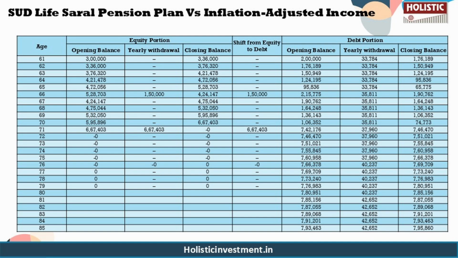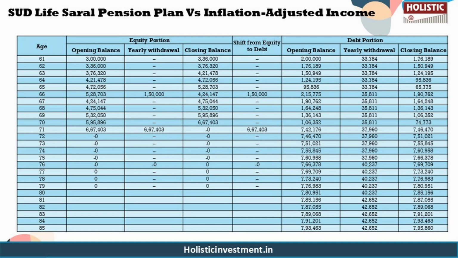Every 5 years the debt portion is replenished by transferring from equity. Final equity to debt transfer takes place at age 71. While the debt portion covers immediate and regular needs, the equity portion combats inflation and sustains lifestyle. Rebalancing maintains discipline and ensures corpus longevity.